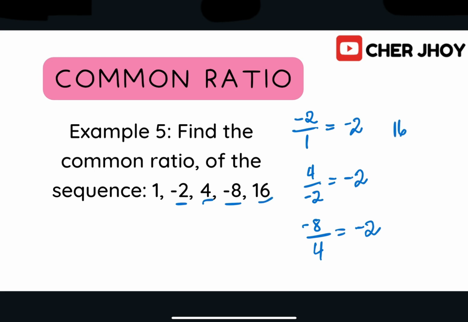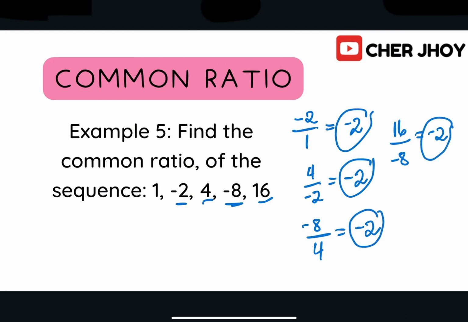And 16 divided by -8, the answer is -2. Therefore, the common ratio of example number 5 is -2.